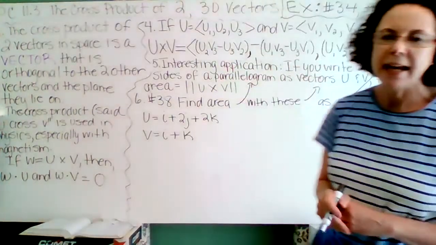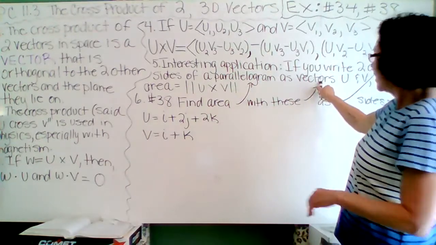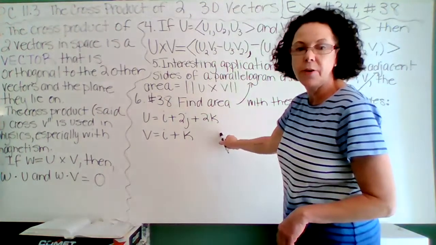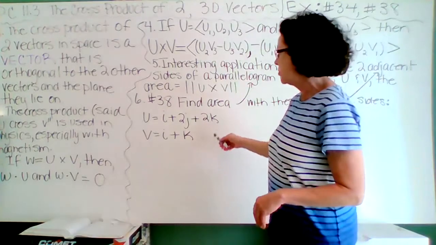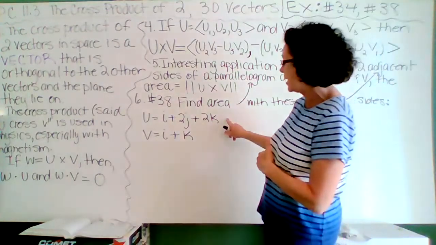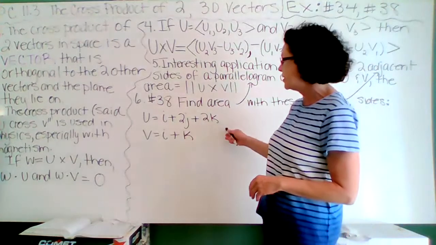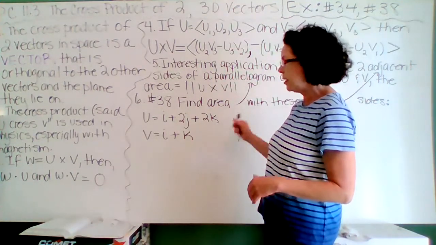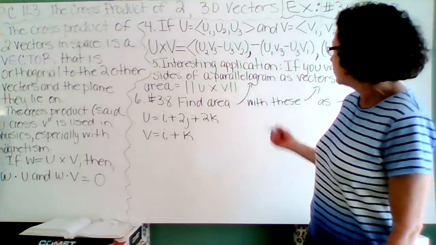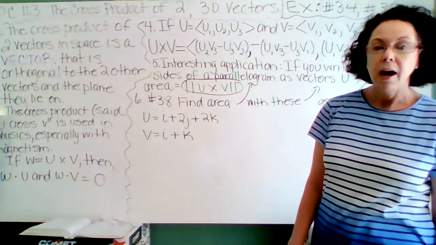Hi, we're back for number 38. We are going to find the area of a parallelogram with these vectors as the adjacent sides of the parallelogram. So if you drew these two vectors and made two more sides parallel to u and to v, you would have a parallelogram. And we are going to use these two adjacent sides written as vectors to find the area of that parallelogram. And that formula is right here. We're going to do u cross v and find the magnitude of that vector.